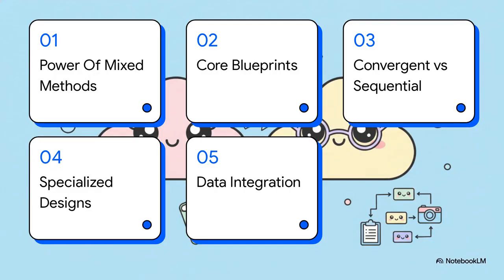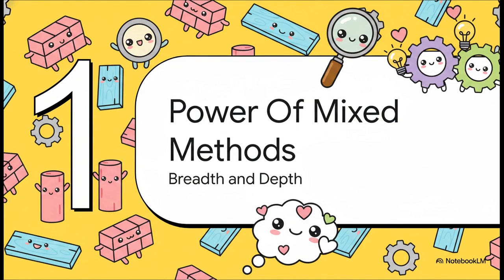Okay, here's our master blueprint for today's explainer. We're covering 1. The power of mixed methods. 2. The core research blueprints. 3. Convergent versus sequential approaches. 4. Specialized mixed methods designs. And 5. The data integration challenge. Starting off with Section 1, the power of mixed methods.